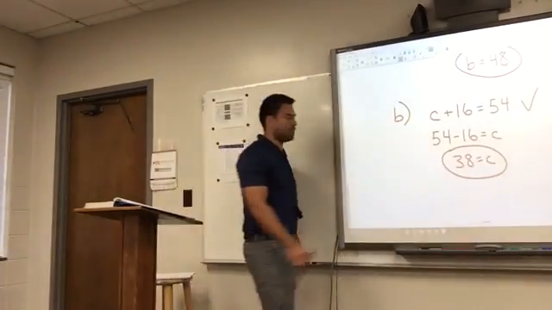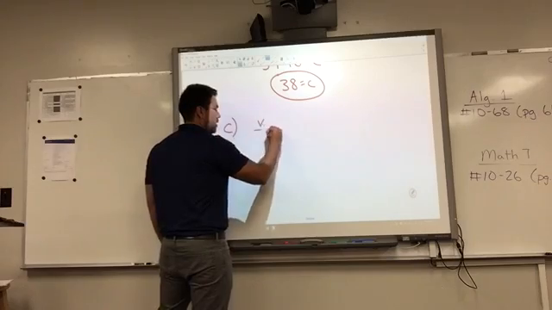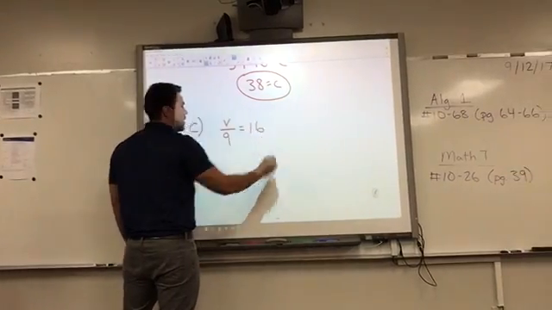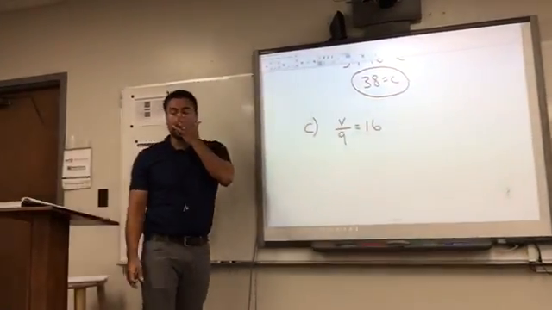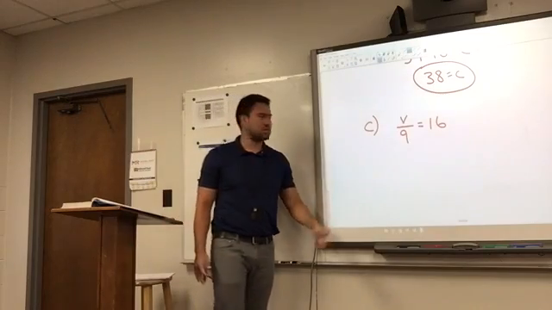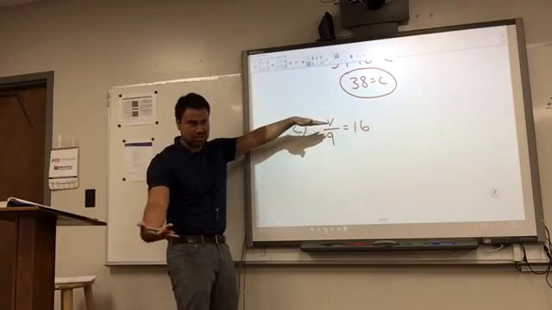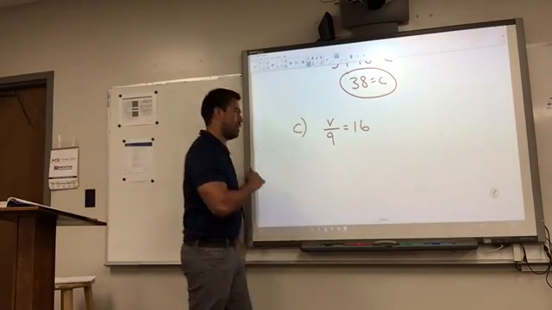All right, C. Bella, can you read for me C? B divided by 9 equals 16. All right, I need an equation with the inverse operation. So what's going on here so far? This is what operation? Division. So I need a multiplication fact. Go ahead.